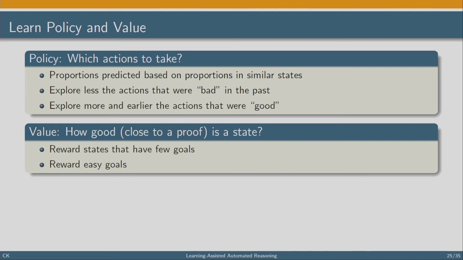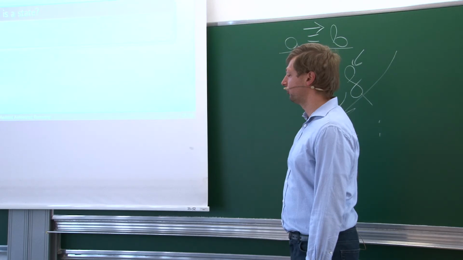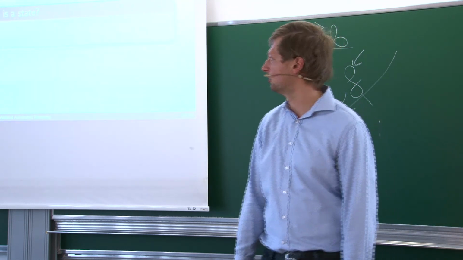For value, essentially what's the meaning of value? How good is a state? How close to a proof we are? We want to reward states that have few goals. This would be the initial heuristic, but essentially it does not matter. Even if you start with a heuristic of we won or we did not win, we learn as much. It learns this in one round, and it learns to reward easy goals in more reinforcement learning rounds.